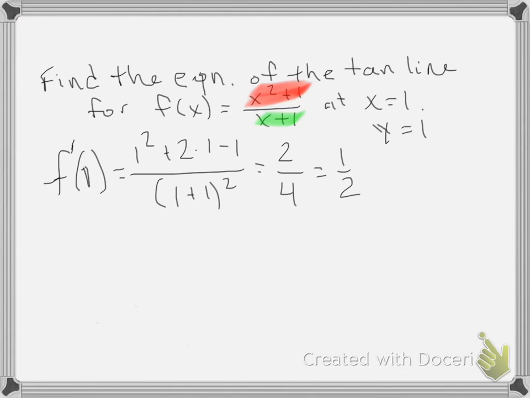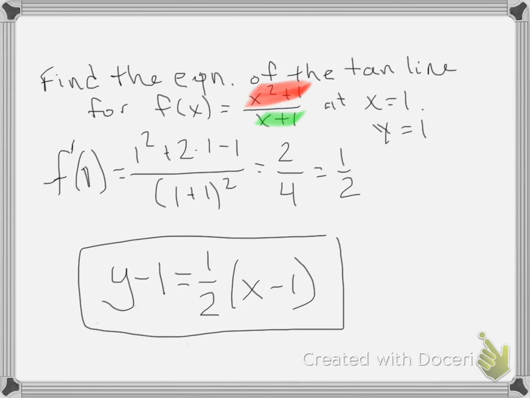My final answer is going to be the equation of a line. So the equation of a line is y minus my y value. My y value is 1, equals m, my slope, that's 1/2, times x minus my x value. My x value is also 1. And this is the equation of the tangent line for f of x equals x squared plus 1 over x plus 1 at x equals 1. Now, you could easily graph this. You could graph the function, graph the derivative, and you would totally see that, hey, this tangent line intersects right there. Perfect.